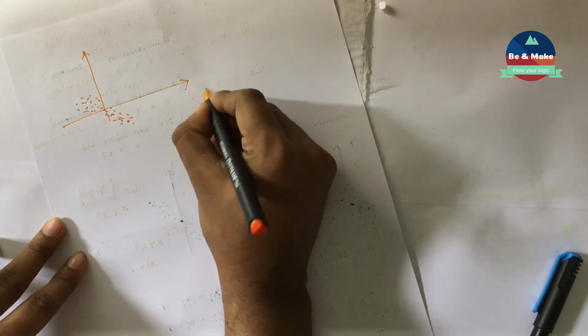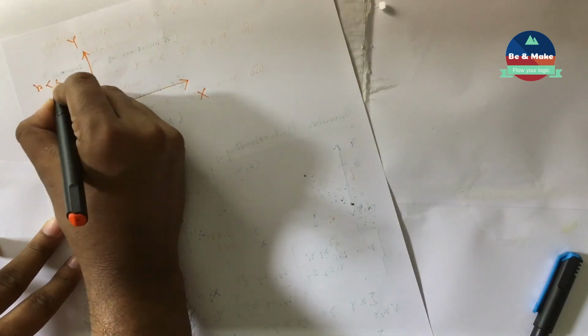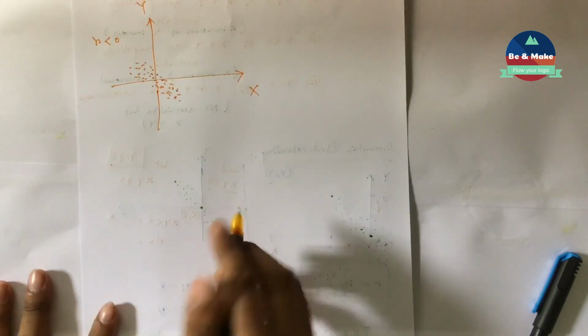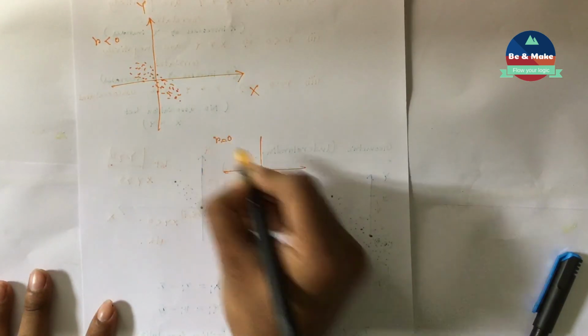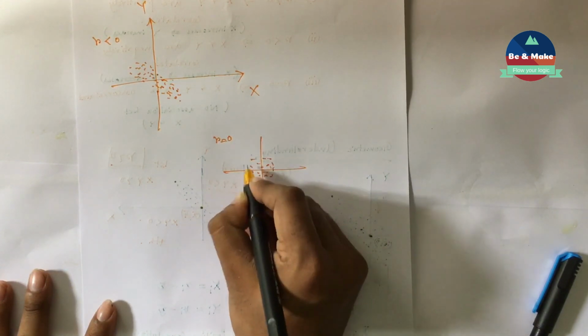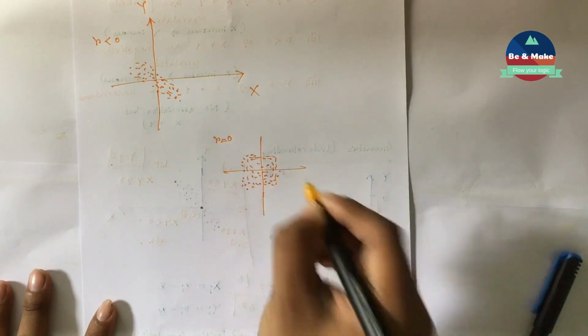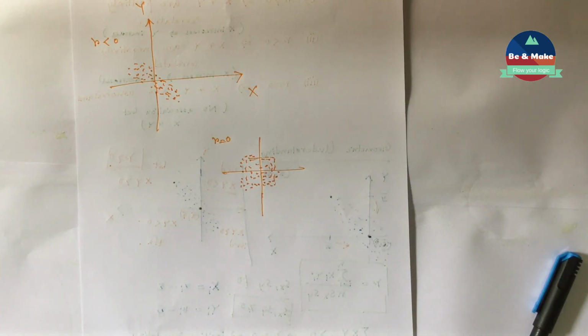So this is the x-axis, this is the y-axis. In that picture, R will be less than 0 because all the points are in the second and the fourth quadrant. For uncorrelated, R equals 0, the points will be evenly distributed. So all the points are evenly distributed. Okay, so I guess you have an idea how to calculate R and what the geometry behind it is.